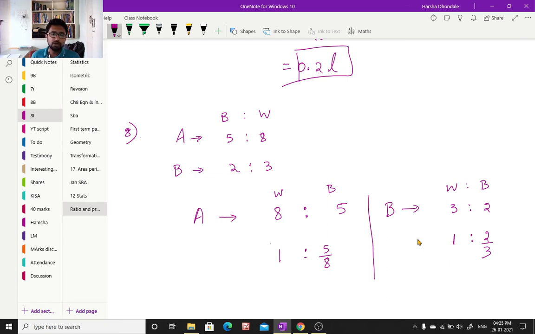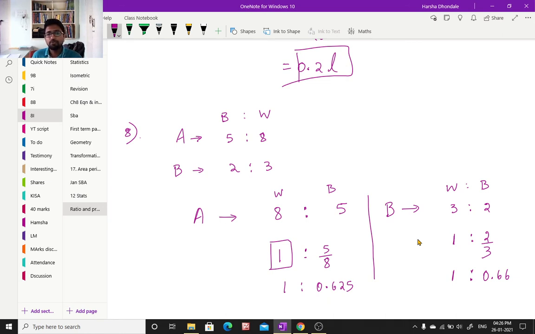If I have used 1 liter of white paint or 1 unit of white paint, the amount of black paint I have used is 5 by 8. And how much is 5 by 8? 5 by 8 is 0.625. So 1 : 0.625. And here, for 1 unit of white paint, what is 2 divided by 3? 2 divided by 3 is 0.66.